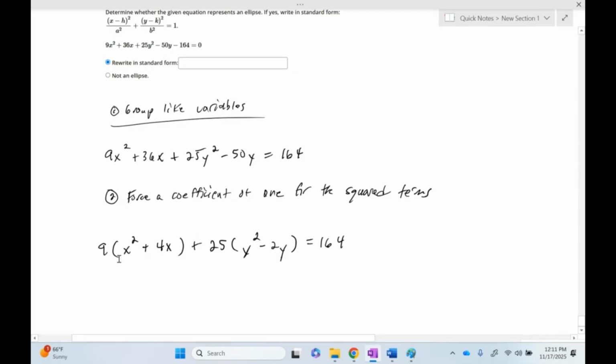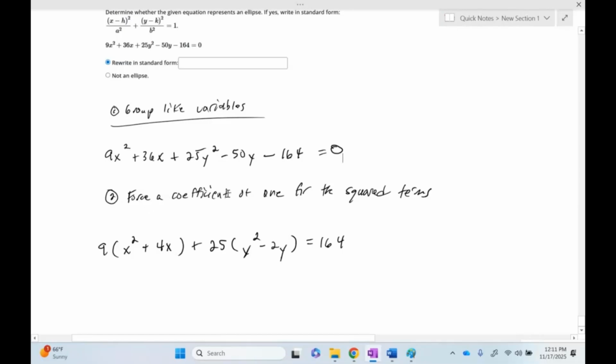So I can go back. 9 times x squared is 9x squared. I started with 9x squared. 9 times 4x is 36x. I started with 36x. 25 times y squared is 25y squared. I started with that. 25 times negative 2y is negative 50y. And then, I'm sorry. Because I subtracted, in its original problem, it was minus 164.